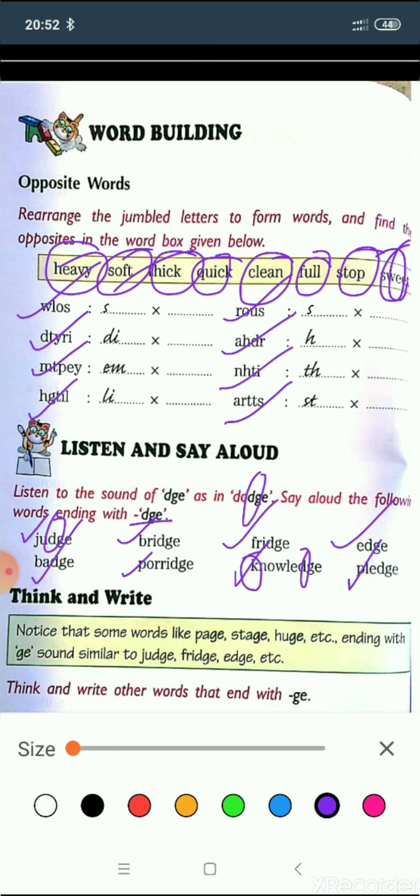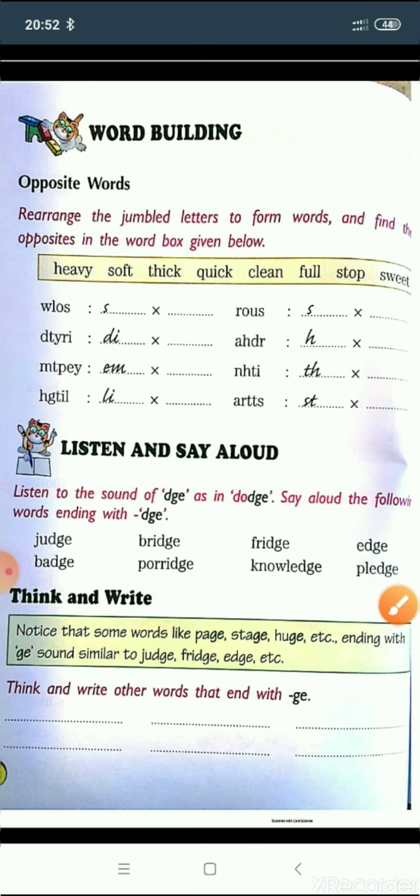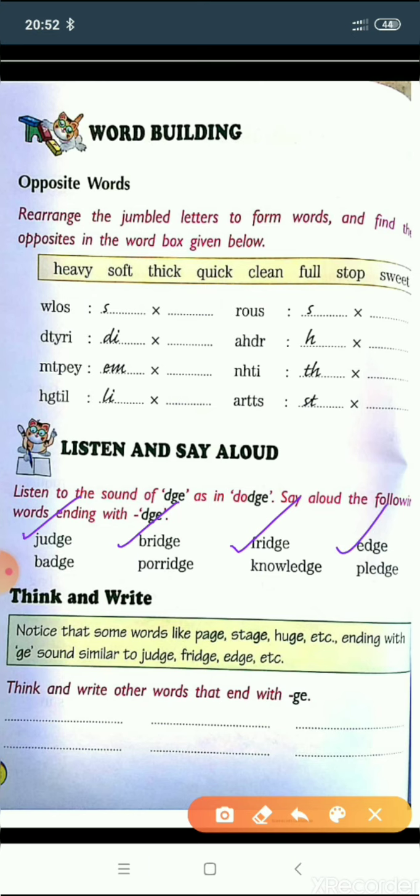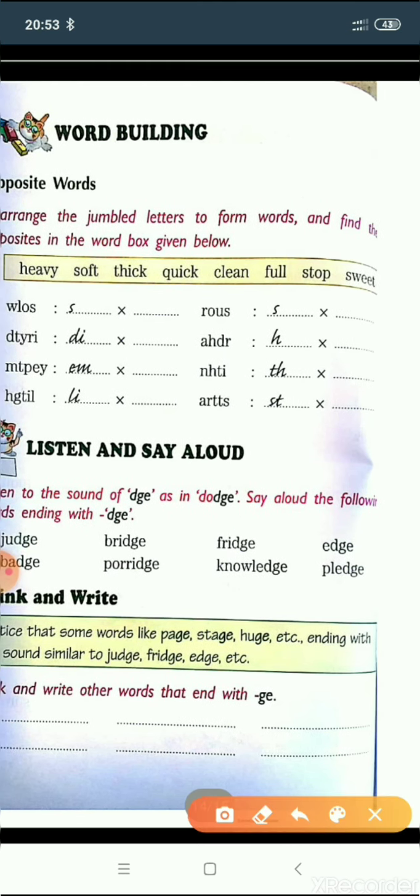Then we have PLEDGE. It is called pledge. Children, let's repeat these words once again. First one is judge, bridge, fridge, edge, badge, porridge, knowledge, pledge.